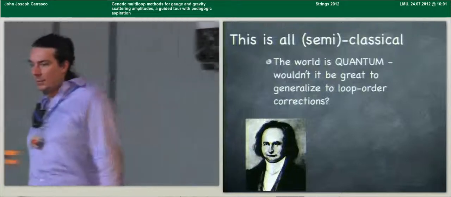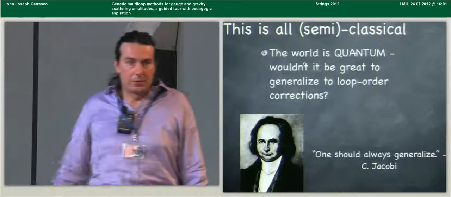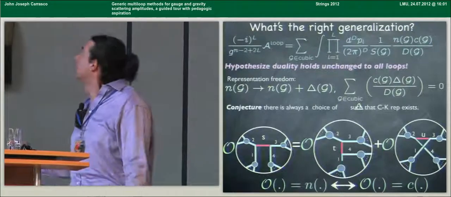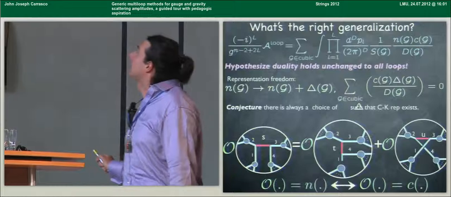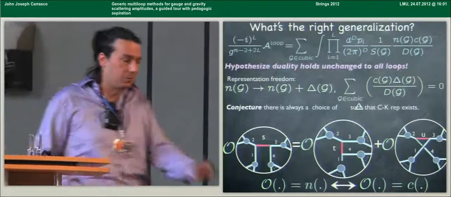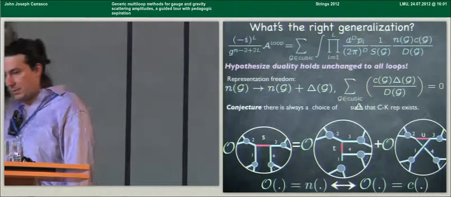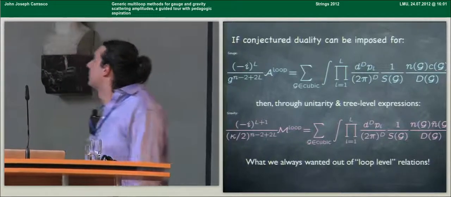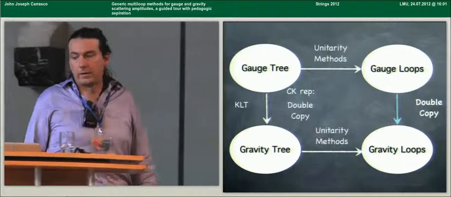But this is all semi-classical. The world is quantum. Wouldn't it be great to generalize to loop order corrections? So we ask Jacobi, and he tells us we should always generalize. So what's the right generalization? It's to do exactly the same thing. You write your integrand in terms of cubic graphs, and you conjecture that for every amplitude you can find a representation of the numerators such that every edge obeys Jacobi. So edges map between graphs such that Jacobi is satisfied on all edges in the representation. If the conjectured duality can be imposed for the gauge theory, then through unitarity and tree-level expressions, you automatically get the loop-level gravity theory. And this is what we always wanted out of loop-level relations.